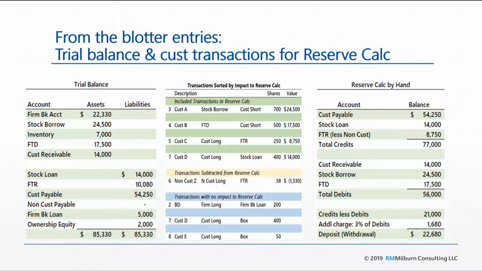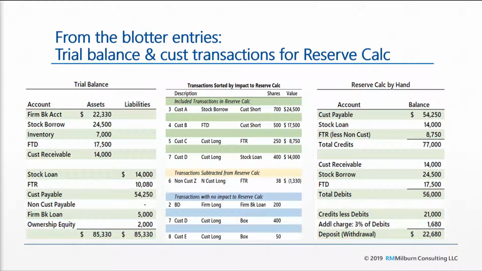This is where we left off in part 1. We have a trial balance and the customer transactions for the reserve calc. Together, they represent all the cash that we've received from the customers and from the use of their property. On the far right is a manually performed reserve calculation based on the trial balance and the transaction list. You can see the payable of $54,250 is reflected on the trial balance here. For the stock loan amount, same situation.